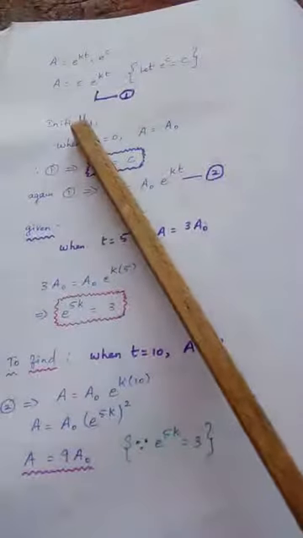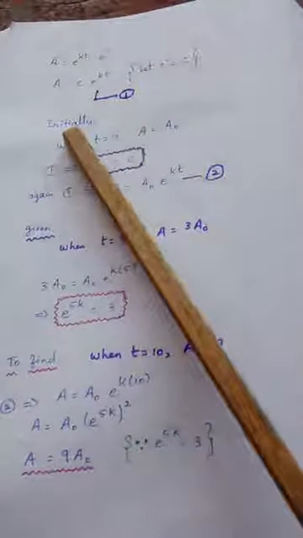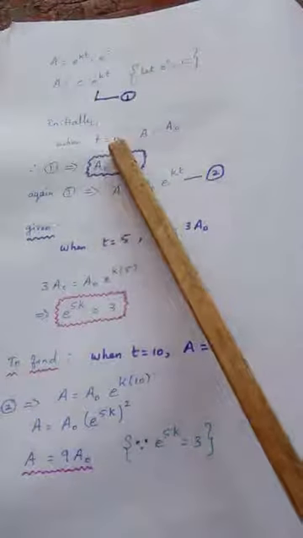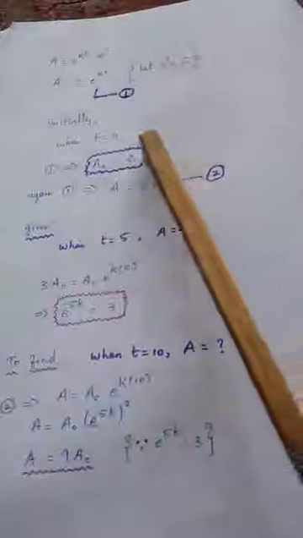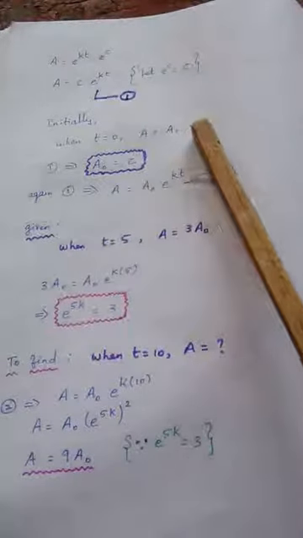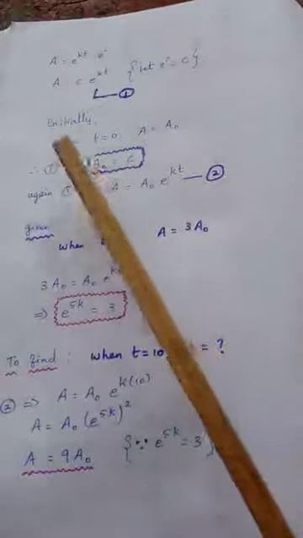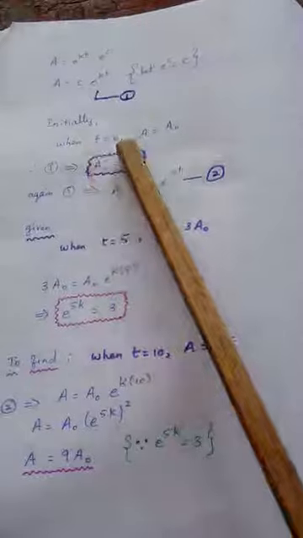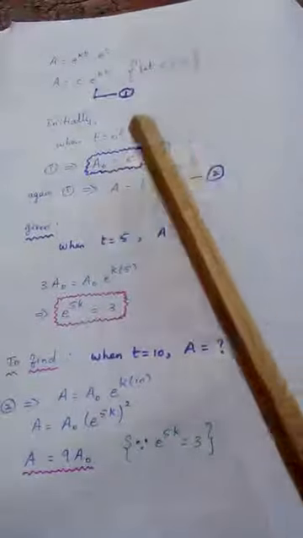Now, initially, the meaning is at the starting point. At the starting point, time is 0, right? Because it is the starting point. When time is 0, the number of bacteria present is nothing but A naught. So, number of bacteria is equal to A naught, because we have taken A naught as the initial number of bacteria. So, this is at the starting stage. Initially means starting point. Time is 0, number of bacteria is A naught.